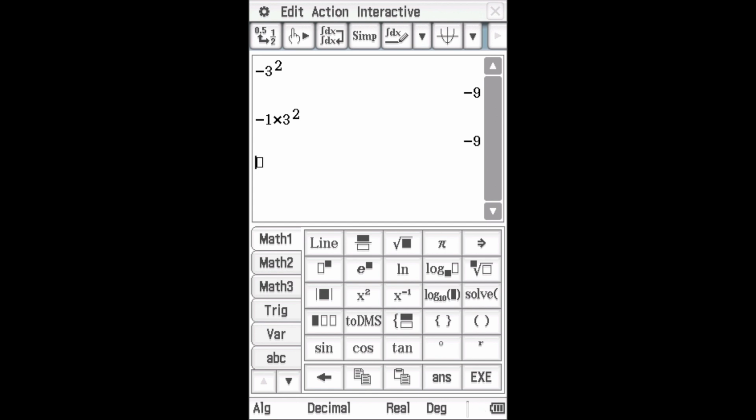So the solution to this problem is to put the -3 into brackets, so that when we square the number, we're not just squaring the 3, we're squaring -3. And that will give us a result of +9.